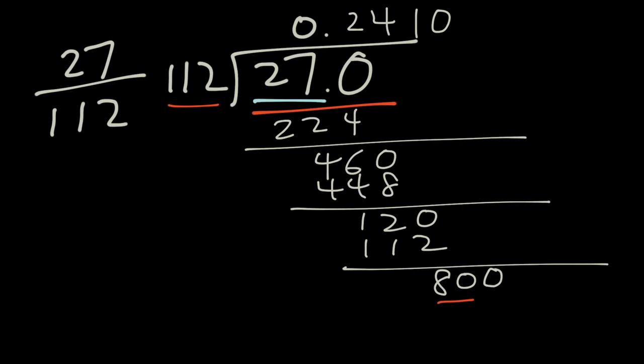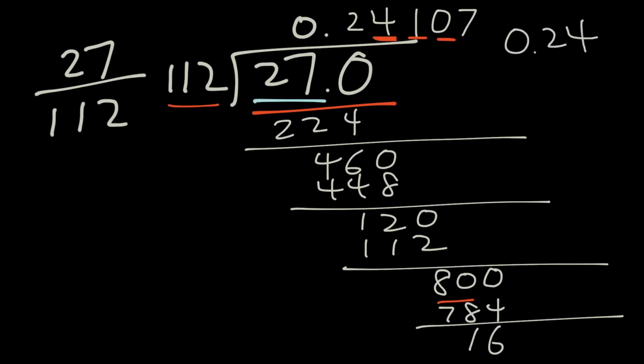So with 800 divided by 112, we will have 7. 784. And that comes out to 16. We can tell that it's going to be a very long decimal answer. So if it was mentioned to you that you need to convert it to the hundredths value, then we will have 0.24 as the answer. And if they wanted to convert to the thousandths, then it would be 0.241. And if you wanted to go even further, it could be 0.2411, and so on.